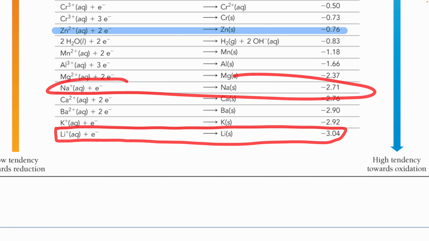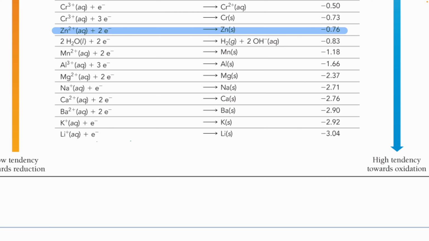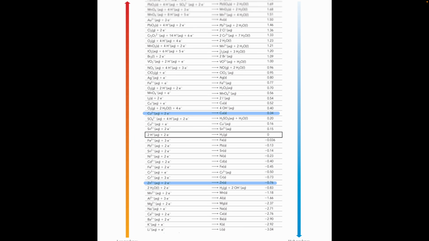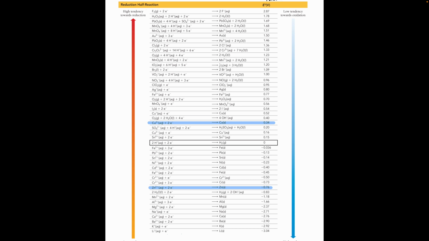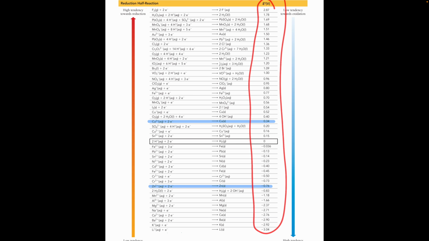Sodium's up here, right? We know those group 1 metals and group 2 metals, they like forming positively charged ions because they don't hold on to their electrons very strongly. So they're actually terrible as far as reduction potential goes, right? So we got this ordered list here of all these different half reactions in order of their reduction potential.